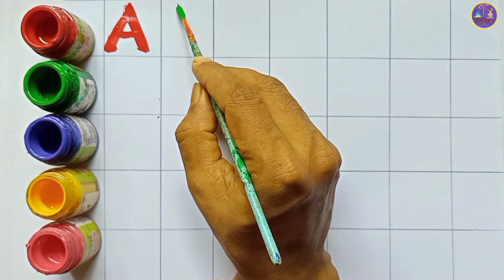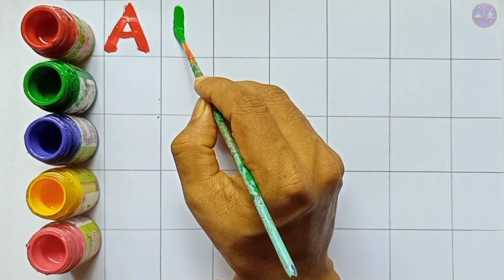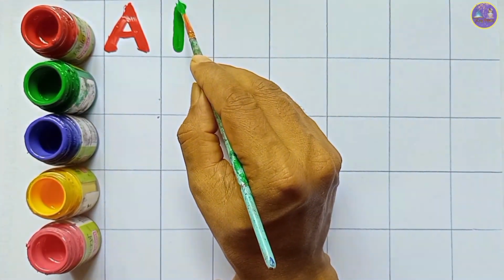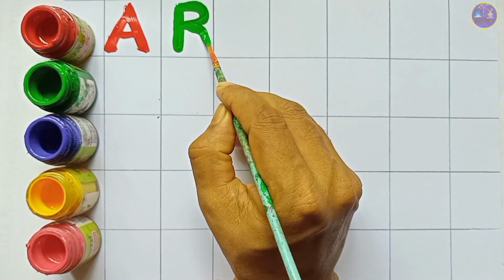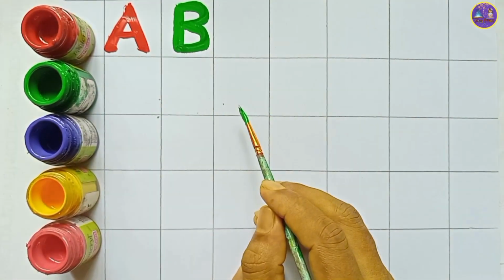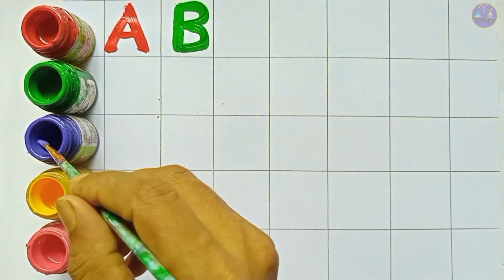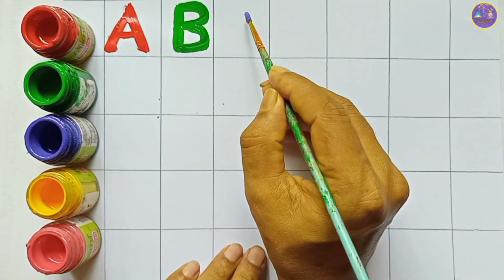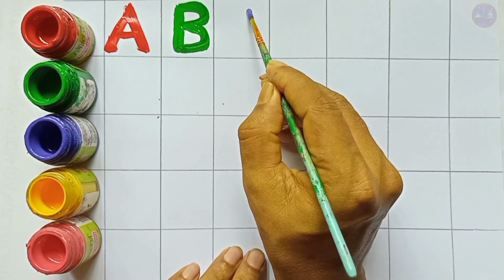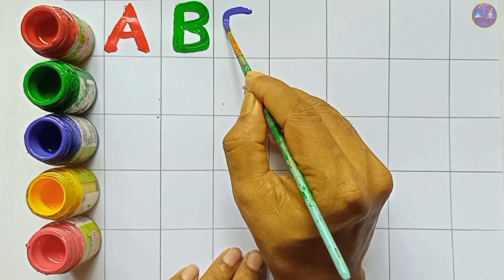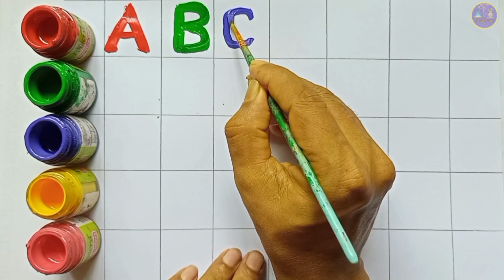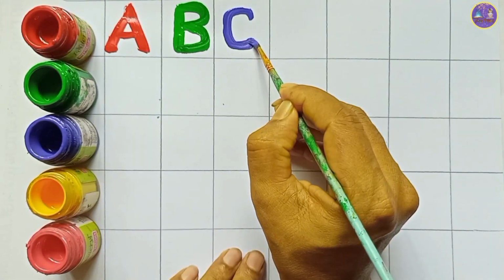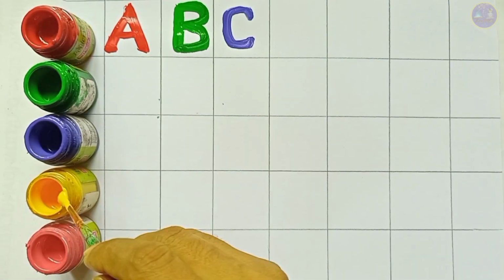B. B for book. B for baby. Purple color. C. C for cat. C for cow.